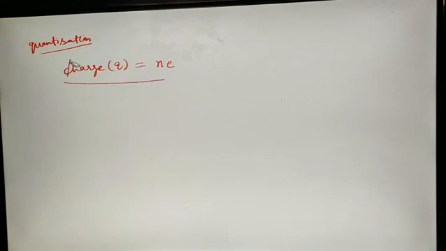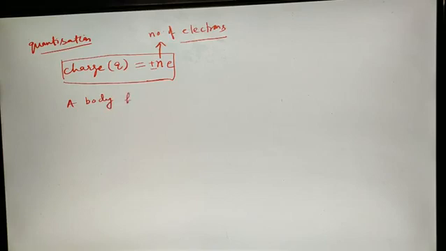Why? Because if n electrons are given or taken, let us say n electrons are taken away, it means there is a positive charge equal to ne. If n electrons are given to the body, then there is a negative charge equal to minus ne. So if a body has n extra electrons, it means minus ne charge on the body.